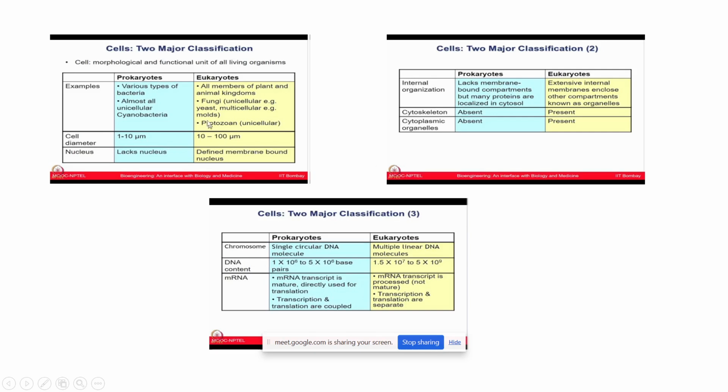The transcription and translation process is a bit similar, but prokaryotes don't have a nucleus, so everything happens in the cytoplasm, whereas in eukaryotes, transcription happens inside the nucleus and translation happens outside the nucleus.